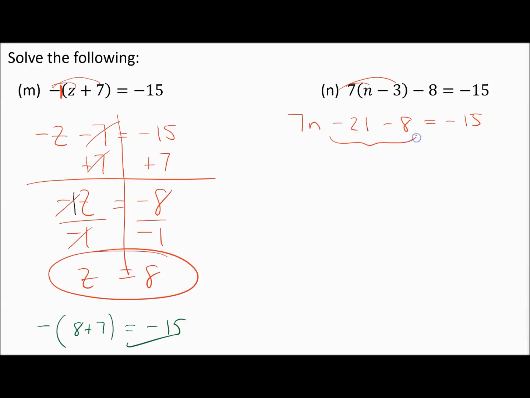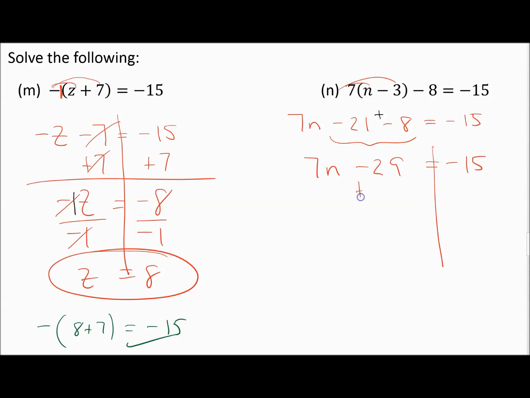Now here I have like terms that I can combine together. So now I have 7n. Now negative 21, and I'm going to use that trick again all the time. When I have minus, I'm just going to say that's plus a negative. And negative 21 plus a negative 8 is negative 29 equals negative 15.